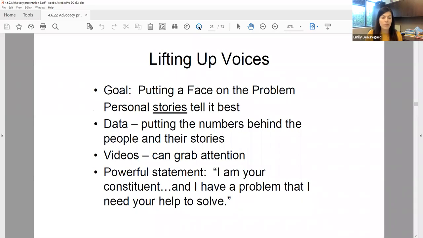But like I said, when there is a particular problem that you're trying to draw attention to, it can also be really effective to share that one individual's story where something fell through the cracks, something didn't work the way it was supposed to, and now we need to get our policymakers' attention and get them to work on a solution.